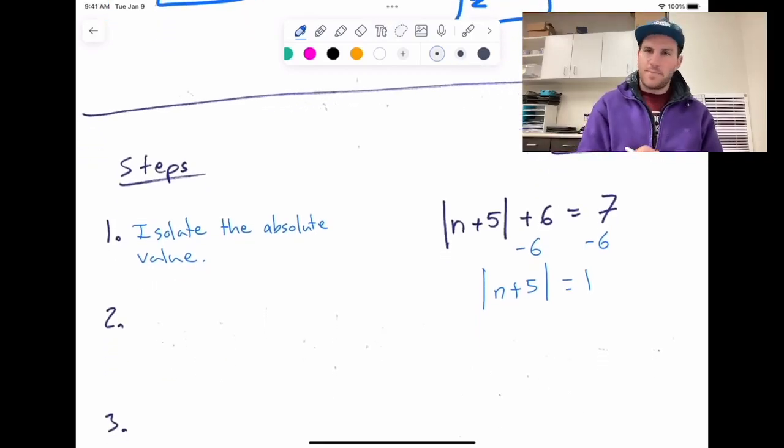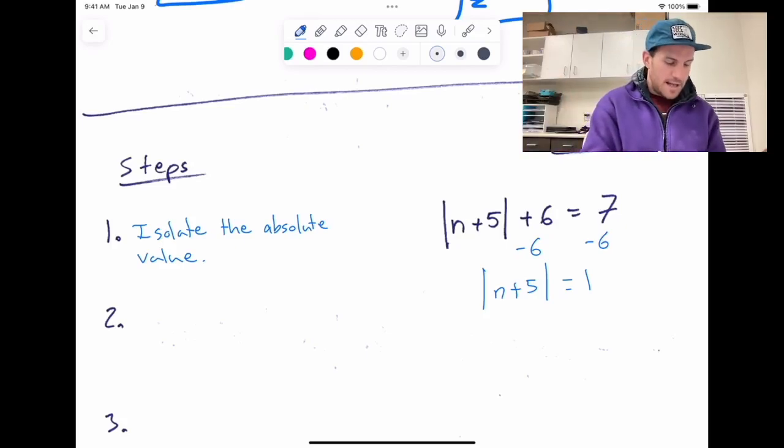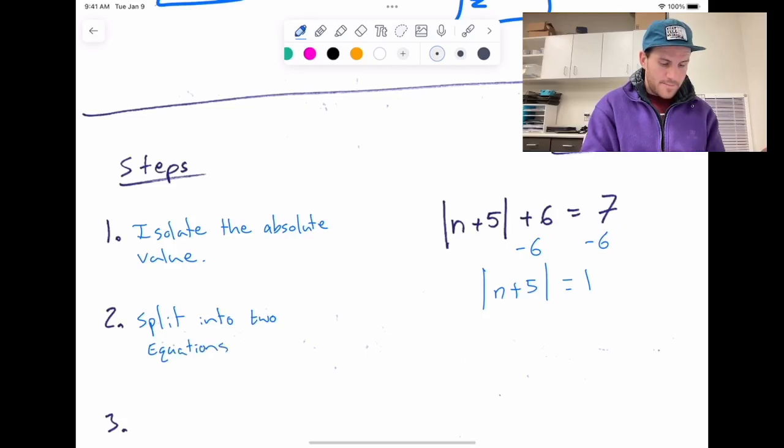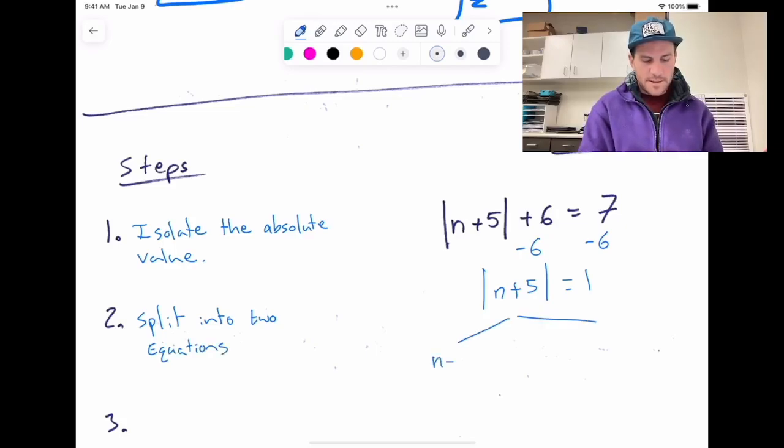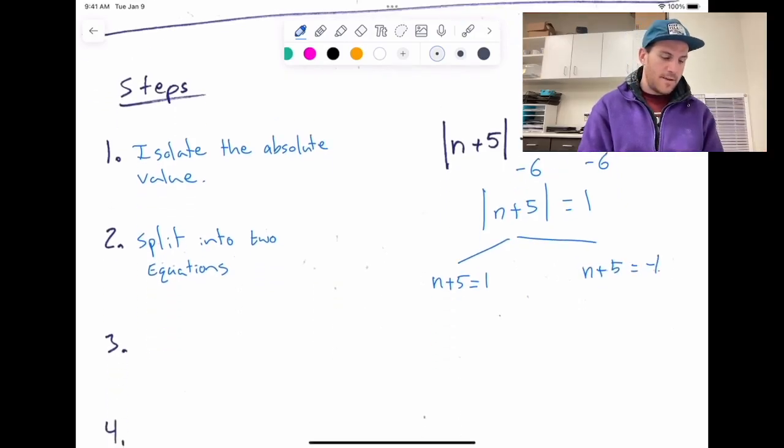Okay, this is the main part of this. This is the only difference between what we're doing this week and what we've done last week. Now we just have that extra step of isolating the absolute value. So now we can split it into 2 equations. Right? So we split it into n plus 5 equals 1 and n plus 5 equals -1. All right? And then we just solve both equations.